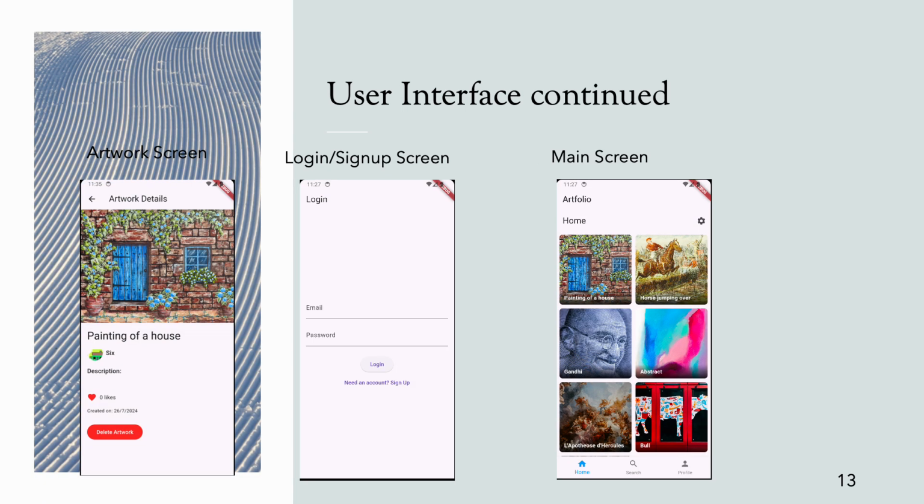The user interface continued. So here on the right we can see the main screen. On the top left we can see the application name, Artfolio. In the middle we have the home screen, and then on the bottom there's the navigation bar.